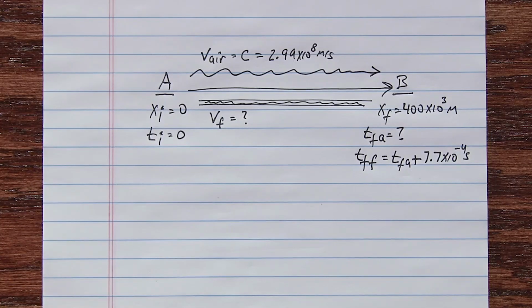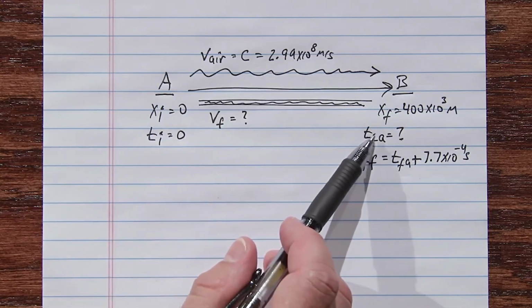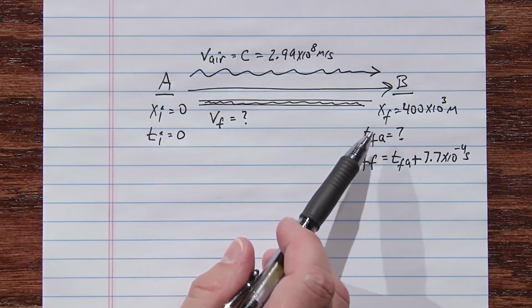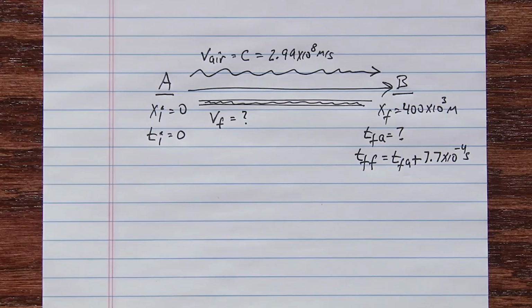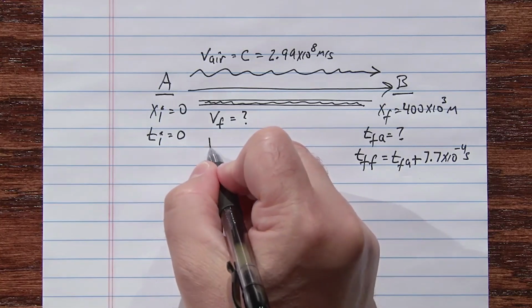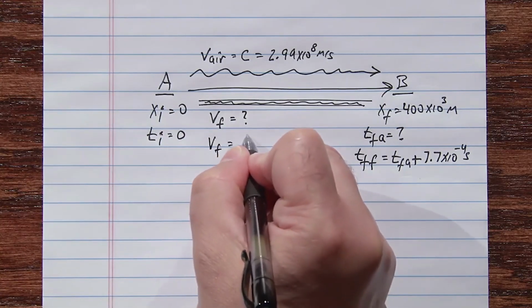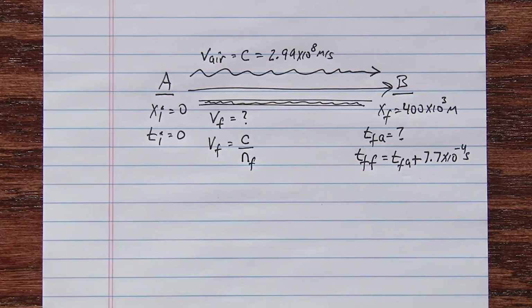Okay, what can we do here? We know the speed in the air. We can use that to calculate T final in the air. From T final in the air, we can find T final in the fiber. And with T final in the fiber, we can calculate the speed of the wave in the fiber. And from that, we can calculate the index of refraction, because V fiber is equal to C divided by the index of refraction in the fiber. And it's this n in the fiber that we're looking for.